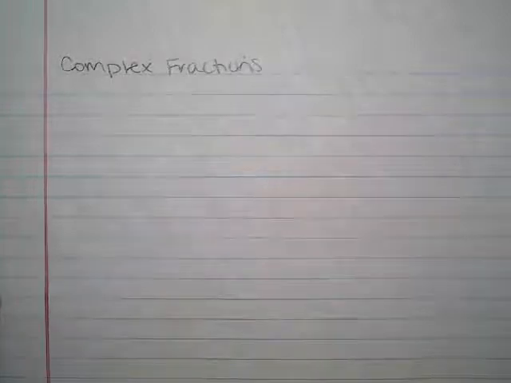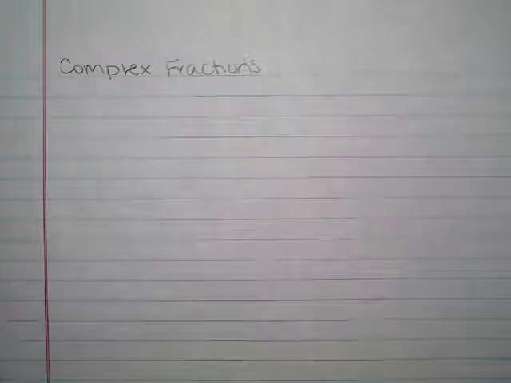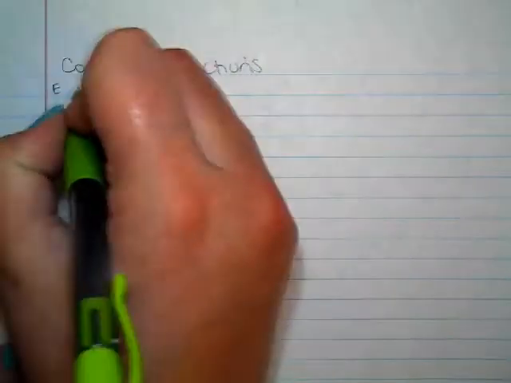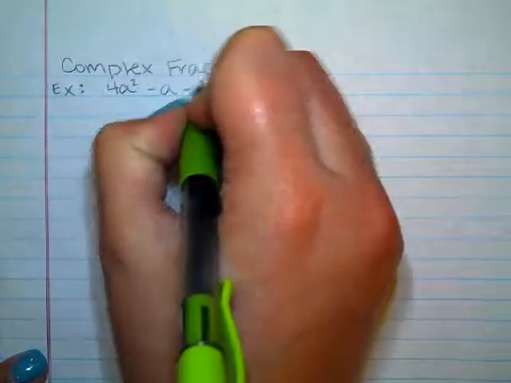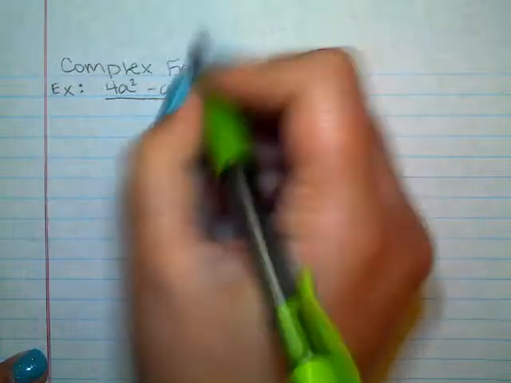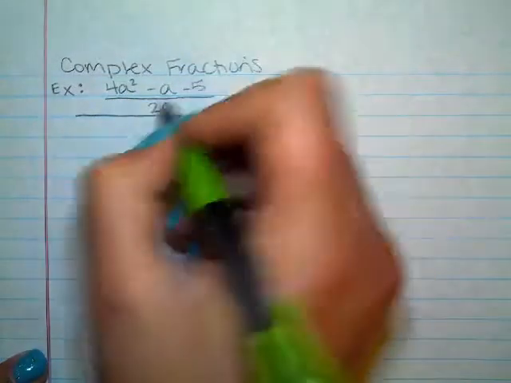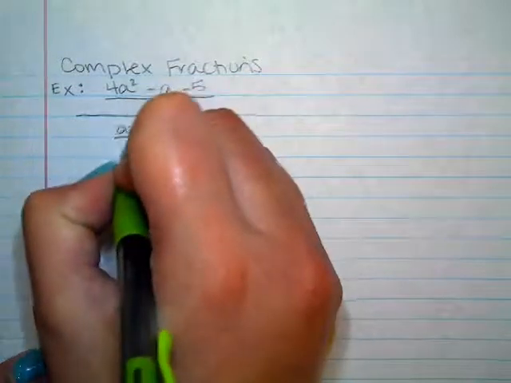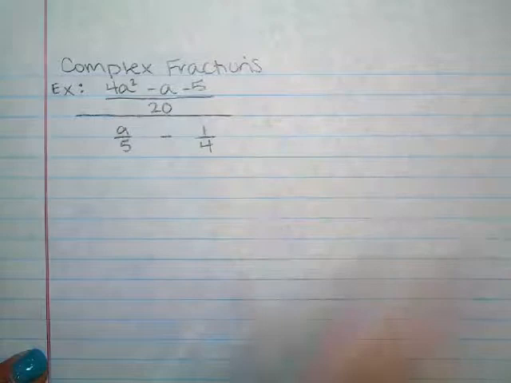All right, next in our unit on rational functions, we're going to learn how to simplify complex fractions. A complex fraction is a fraction that is made up of multiple fractions. So we have (4a squared minus a minus 5) over 20, divided by a over 5 minus 1 over 4.